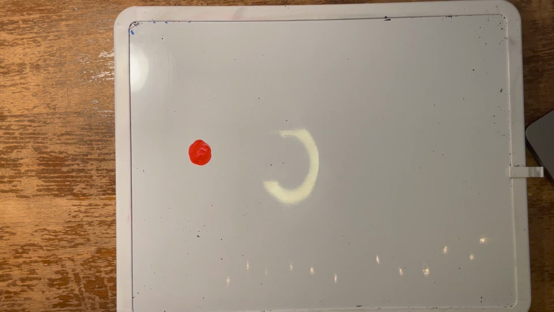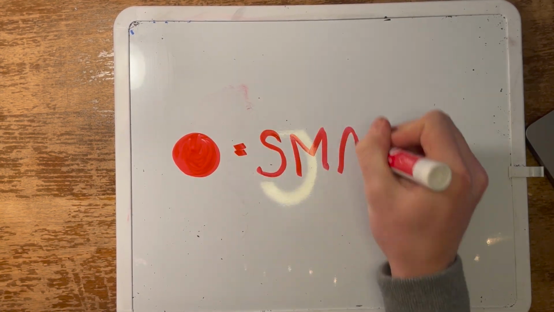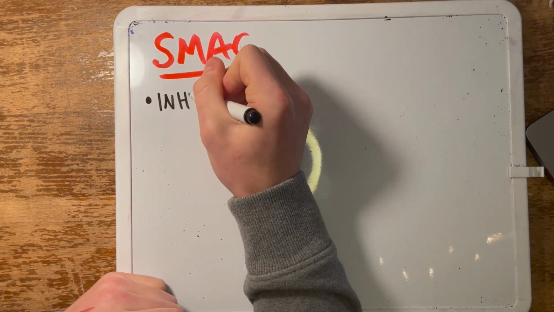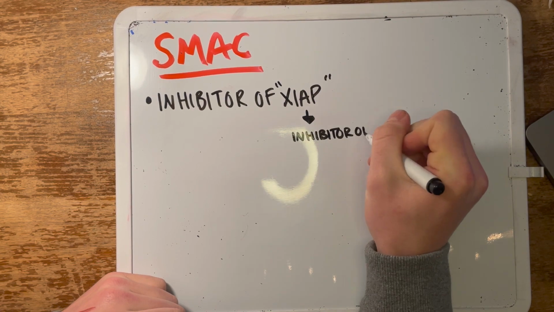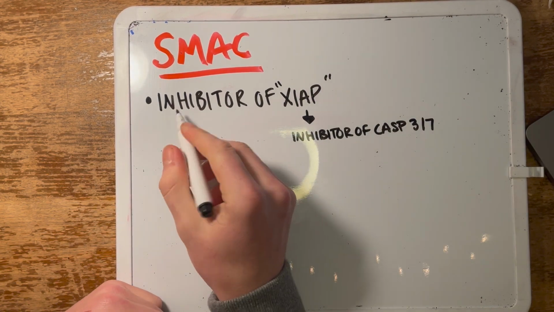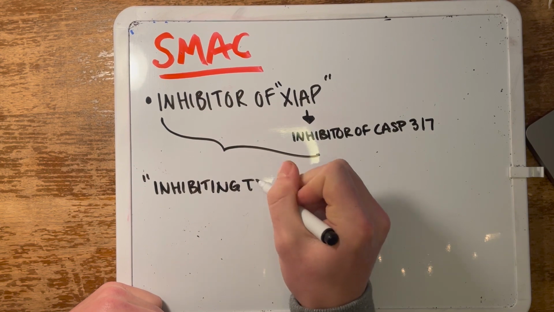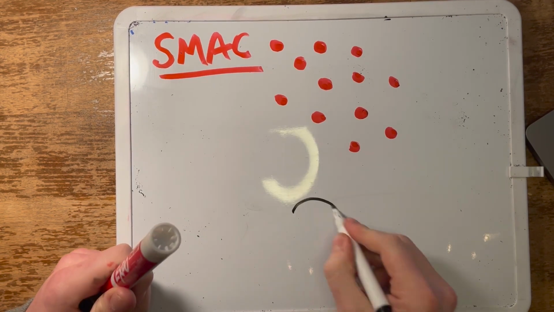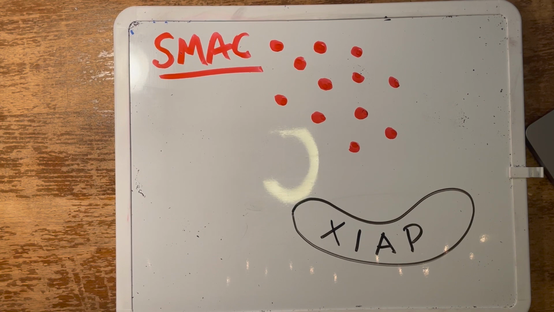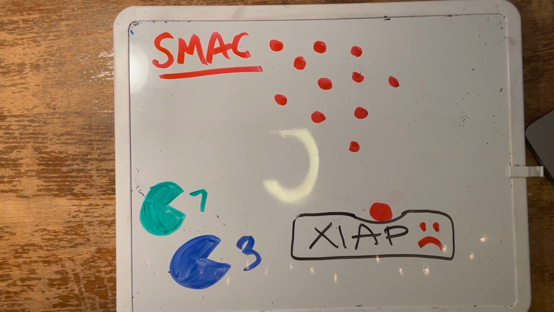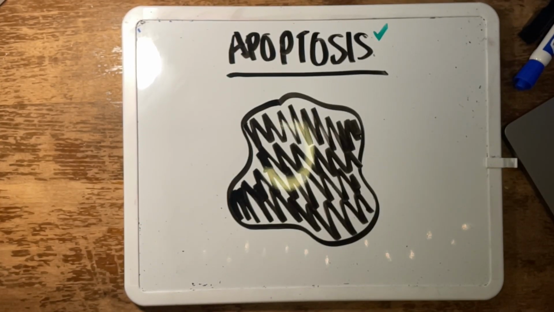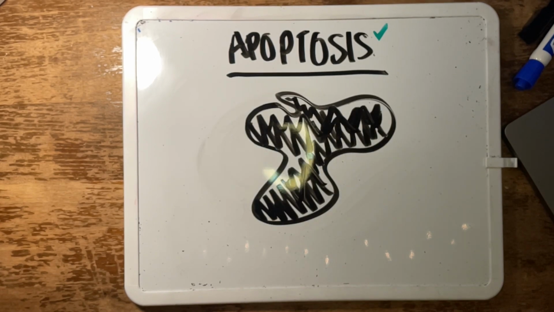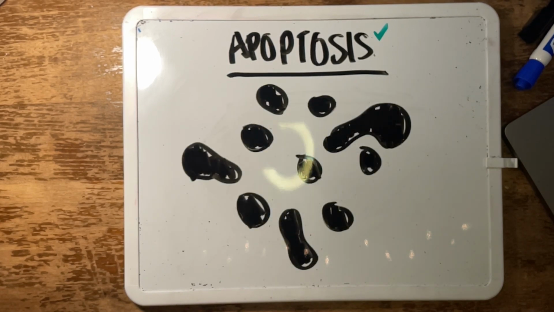But what's in red? That's SMAC. SMAC is a key regulator of apoptosis and its ability to bind to XIAP, a caspase 3 and caspase 7 inhibitor, and rendering it ineffective. Essentially, what we are doing here with SMAC is inhibiting the inhibitor, as seen below, leading to functional caspases 3 and 7 and successful programmed cell death. Consisting of cell shrinkage and chromatin condensation, membrane blebbing, nucleus and organelle collapse, and formation of apoptotic bodies.